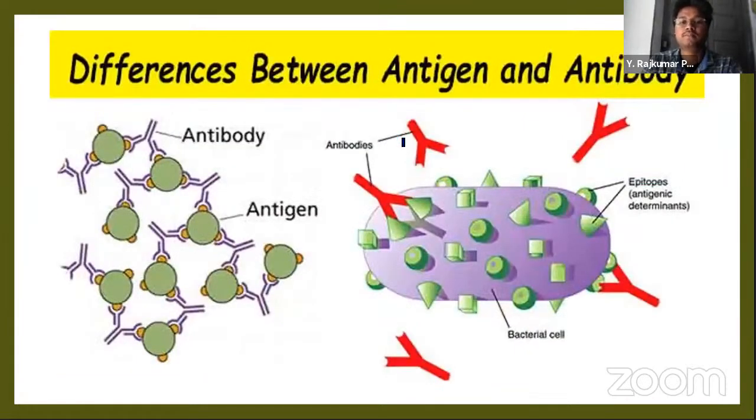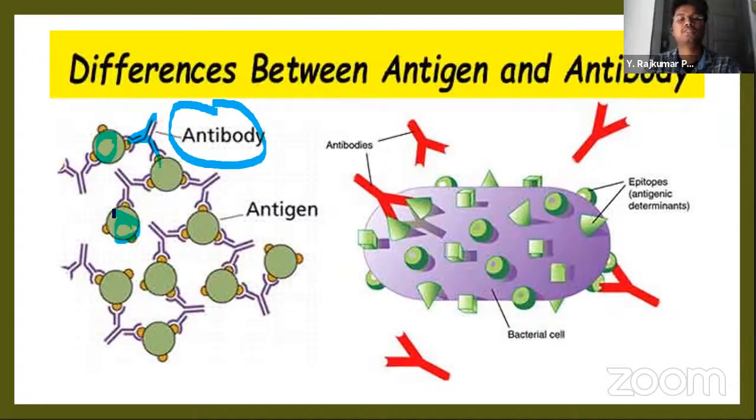Let's see the difference between antigens and antibodies using this picture. Here in the picture, you can see an antibody which is Y-shaped, and the round circular shapes you are able to see are antigens, or maybe the pathogens. Pathogens means nothing but disease-causing organisms. Here you can see a bacterial cell having several epitopes on its surface. These epitopes are nothing but the antigen sites, and they are attached by the antibodies.